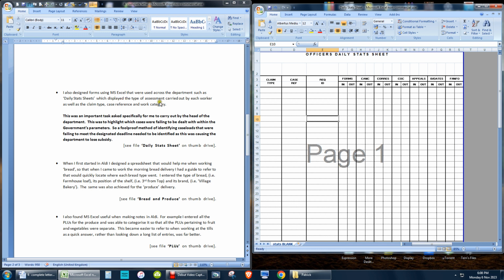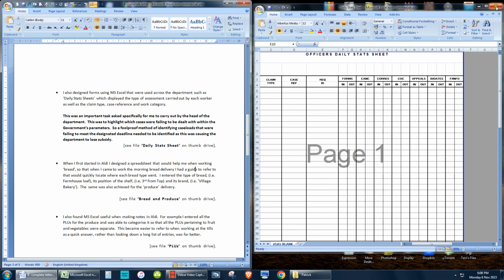This displayed the type of assessment carried out by each worker, as well as the claim type, case reference and work category. This was an important task, asked specifically for me to carry out by the head of the department. This was to highlight which cases were failing to be dealt with within the government's parameters, so a foolproof method of identifying caseloads that were failing to meet the designated deadline needed to be identified, as this was causing the department to lose subsidy. This was important, and I designed it and everybody used it. Aren't I clever? Yeah, I'm clever, man.